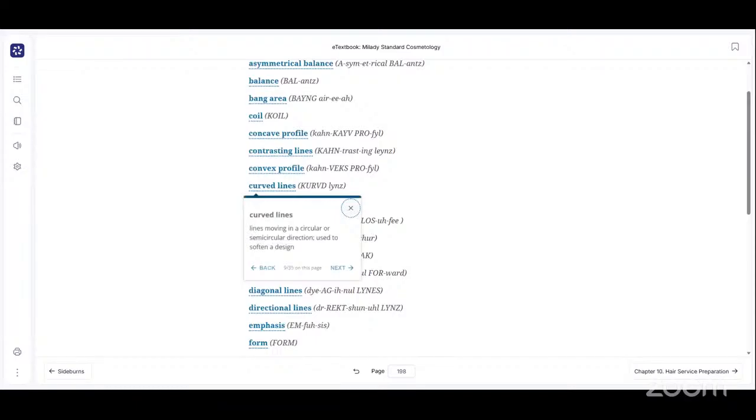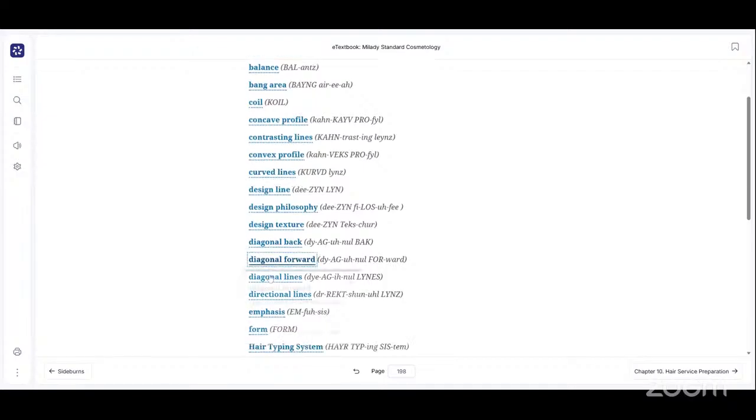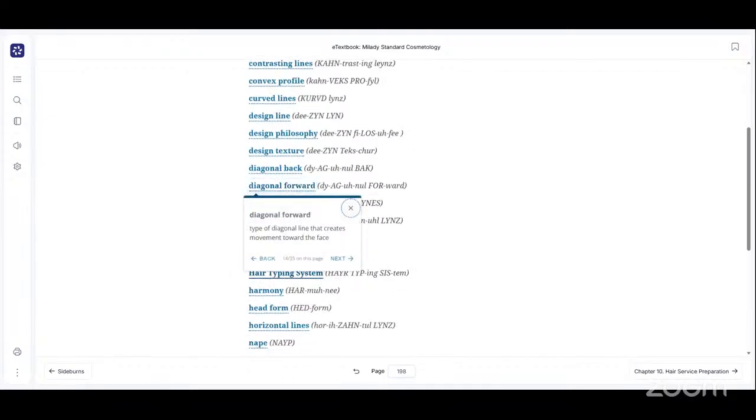Curved lines remind me of a C shape. Okay. So we have diagonal curvature. Semicircular direction is used to soften a design. So remember, curved lines would make the design softer. Diagonal forward is a type of diagonal line that creates movement towards the face, and diagonal back is movement away from the face.